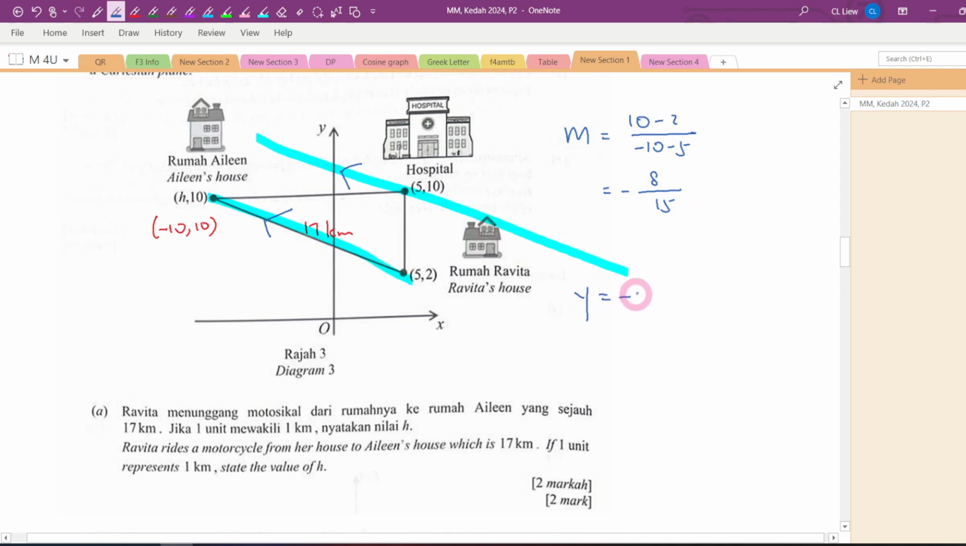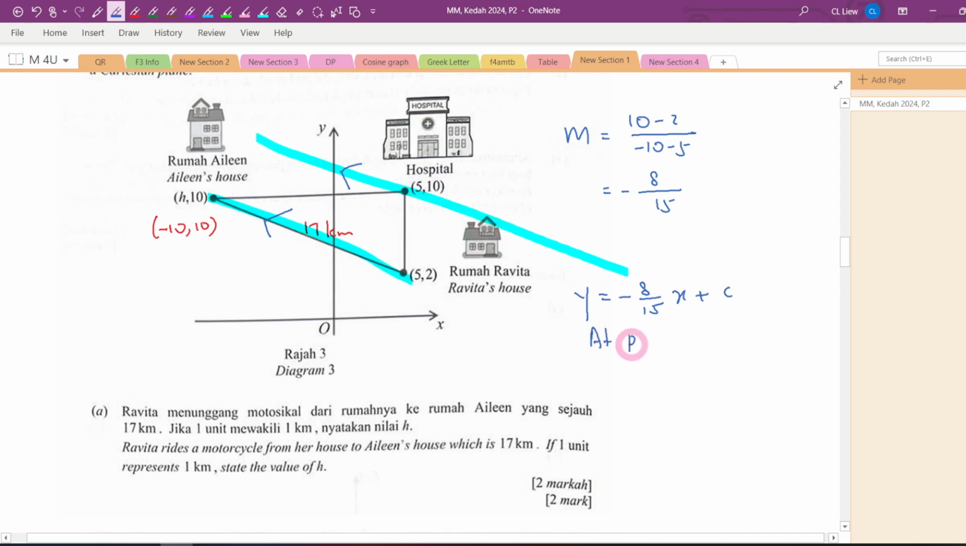y equal to mx plus c. We need the c. So as I told just now, that's why we need 1 point. So which point can we use? We cannot use this or this because these 2 points are not lying on this straight line. We want to find the equation of this straight line. The point that we use must lie on this straight line. So there's only 1 point, which is 5 and 10.